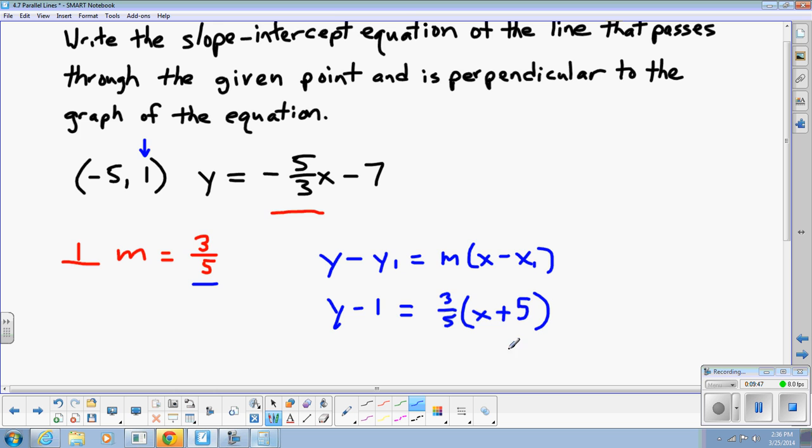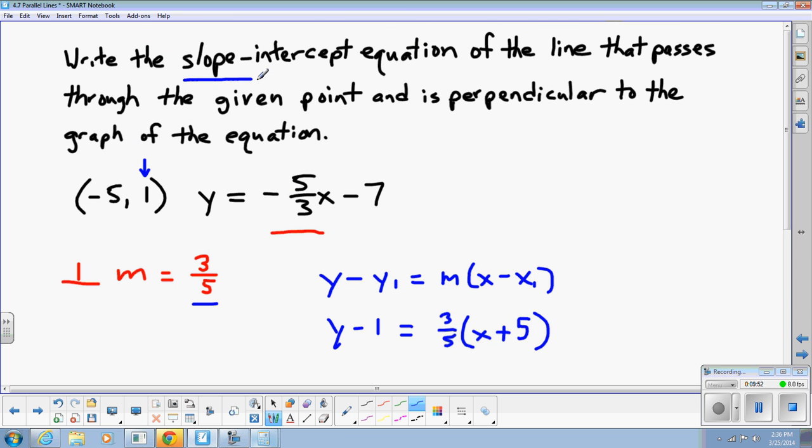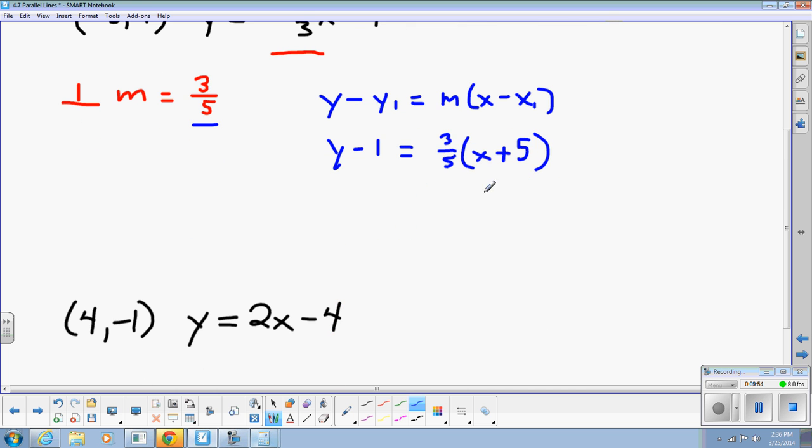There we go. So now I've written the point slope form. However, the direction says we want our buddy slope intercept. So we have to multiply, and then we're going to shift the 1 over. So we're going to distribute the 3/5.